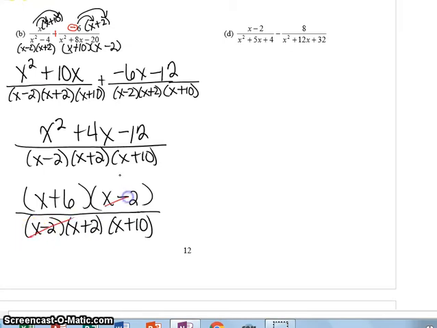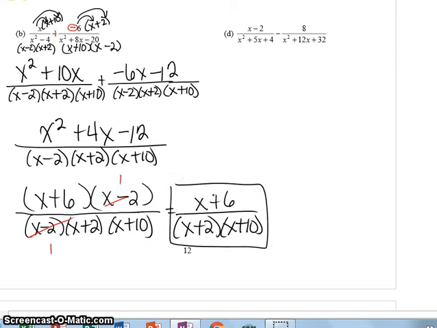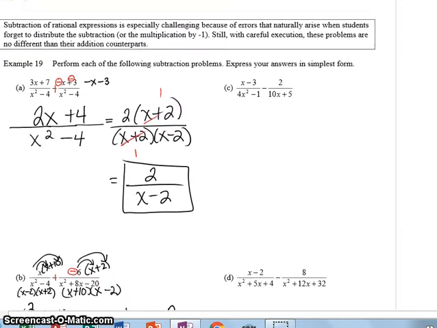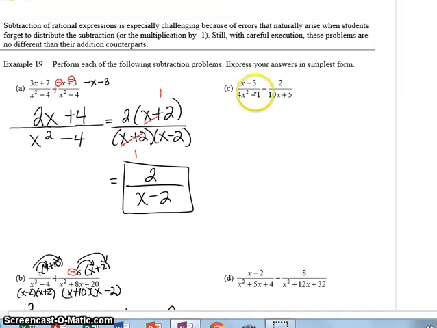Cancel my matches. And my final answer for this one is x plus 6 in the numerator. Denominator, I have x plus 2 times x plus 10. No need to FOIL that, okay? Unless it's multiple choice. Back up to C. Again, change the negative, the minus sign, and then that's a negative 2. Okay, factor both of these so you can see them. So that's 2x plus 1 and 2x minus 1.